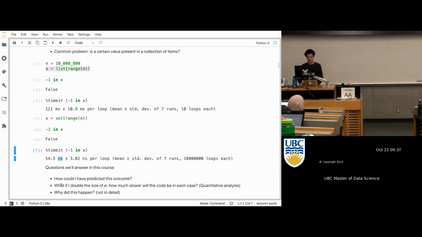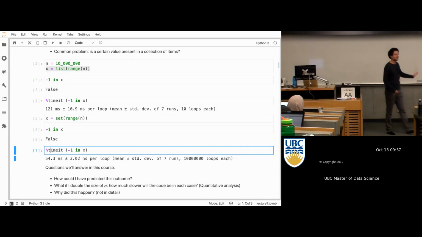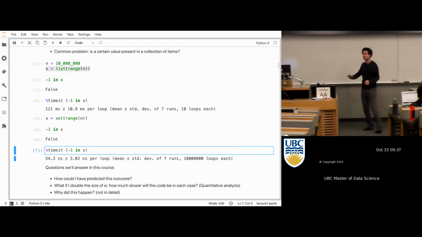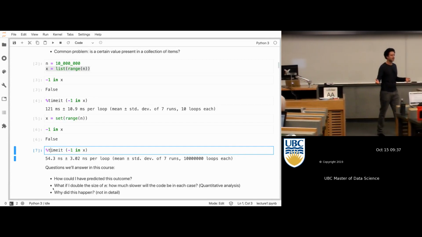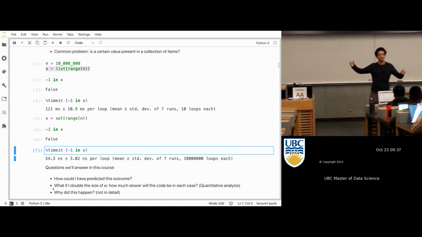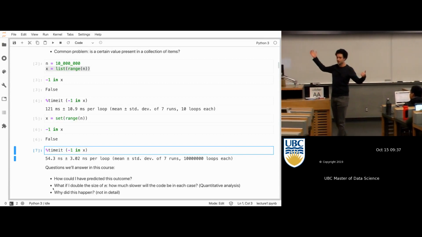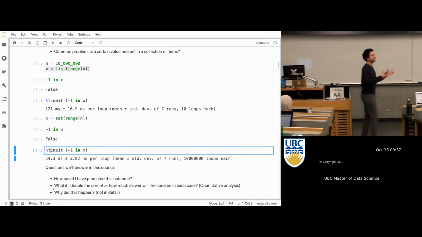Okay, so yes, I'm showing you this as sort of a roadmap for where we're going in this course. So how could I have predicted this outcome? Hopefully by the end of the course, you could have just looked at this code and said, oh, of course, that's going to be way faster with the set than the list. And not just qualitatively, but quantitatively. What if I double the size of n? So that was 10 million. What about 20 million? How much slower is that going to be? We kind of feel that if I have a bigger list of things to search through, it's going to take longer. But how much longer? We're going to try to quantify that in this course, and in fact, starting today.